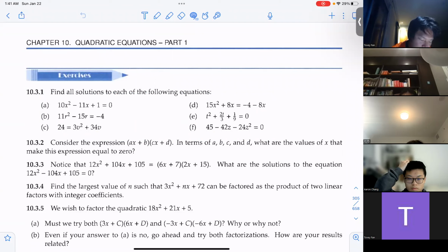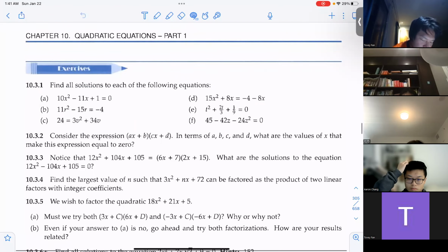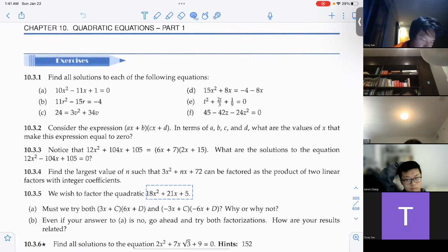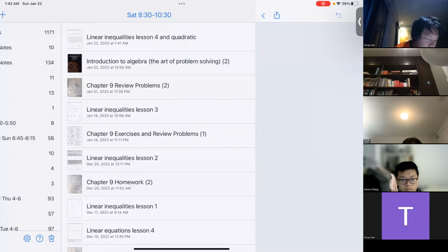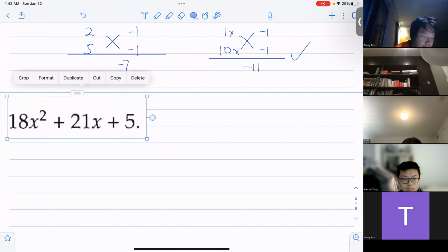Maybe one more example, and we'll call it for today. Okay, let's call it an end. So one more example. Let's say this. See, big numbers. Okay.